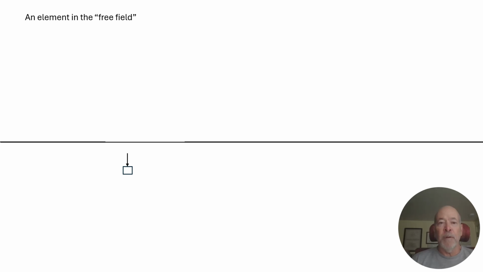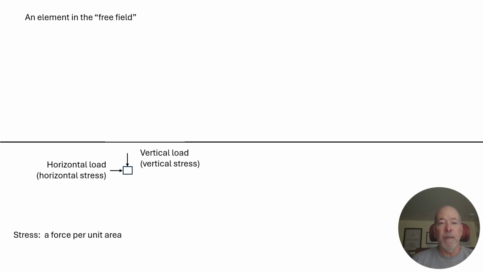And there's a vertical force on that soil element as well as a horizontal. And we call that a vertical stress in soil mechanics and horizontal stress. And remember, a stress is a force per unit area. So to be an area, the element has to be 1 unit thick in and out of the page.